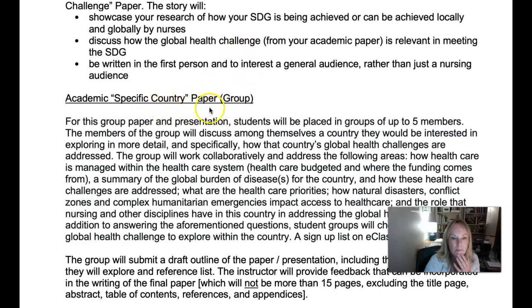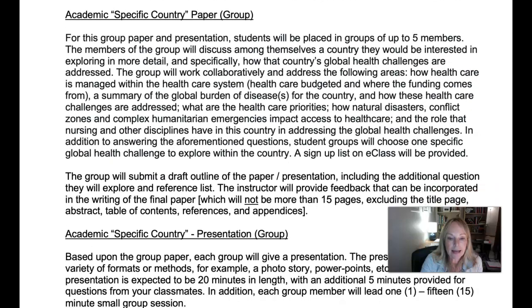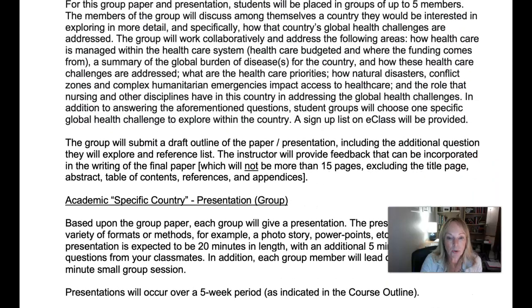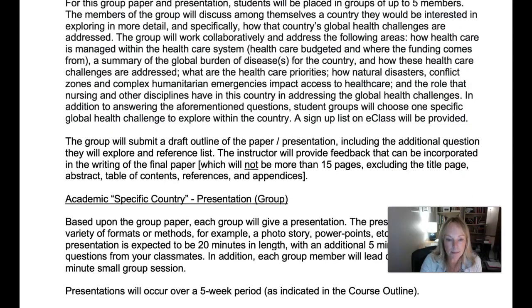So this is a paper that, if you want, can be done within your group, the same group that presented in the presentation, or you can choose to do it in a smaller group within your presentation group. Because again, as I said, it's based on your presentation. So we can discuss that more in detail as well. And again, it's all on eClass for a larger overview of both those assignments.